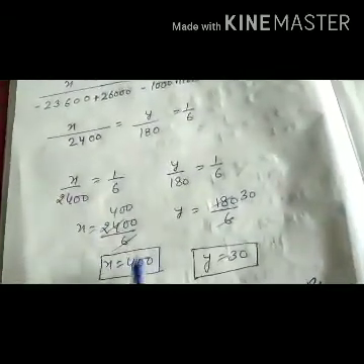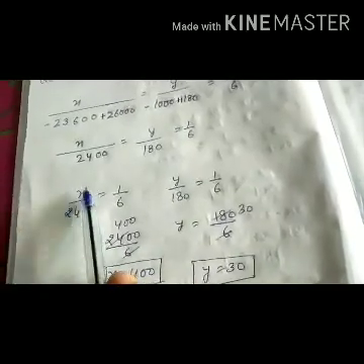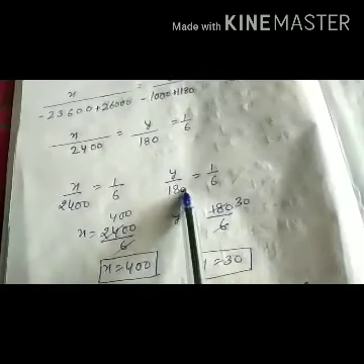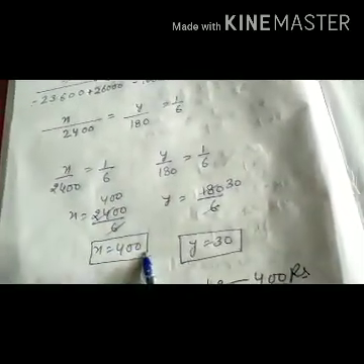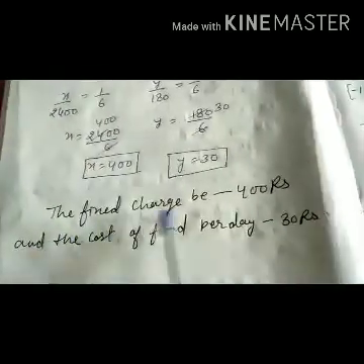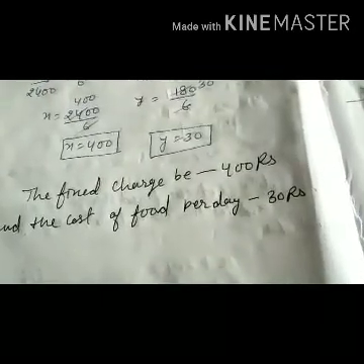So the value of x we have 400, and the value of y, we will put x will be equal to 1 and y, the value of y upon 180 will be equal to 1 upon 6. So from there the value of x we have 400 and the value of y we are getting 30. So the fixed charge is 400 and the cost of the food per day is 30 rupees.